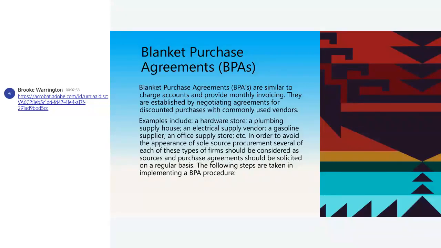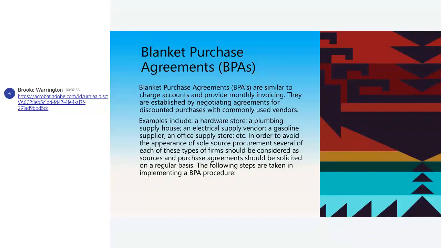So your examples could be hardware, plumbing, electrical, gasoline, office supply. In order to avoid the appearance of sole source procurement, several each of those type of firms should be considered. So go to several vendors. Those purchase agreements should be solicited on a regular basis. You don't just give them a blanket purchase agreement for 5 years. You have to do it more often than that.